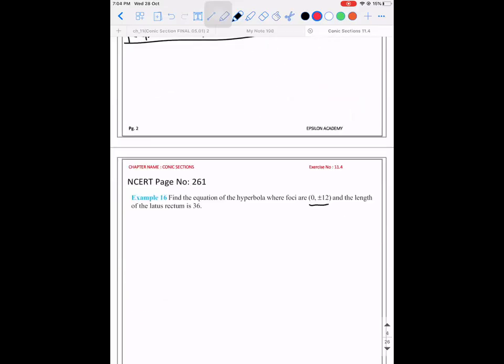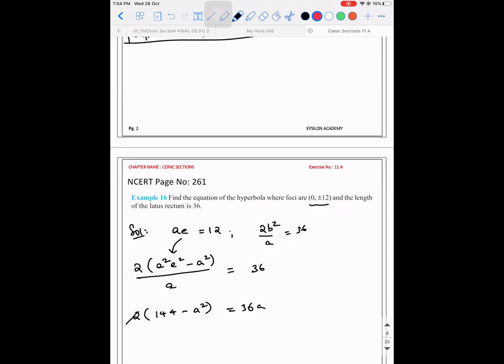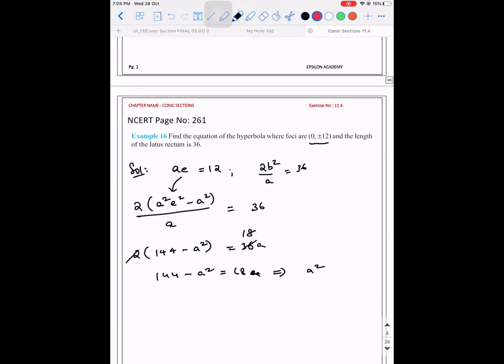So find the equation of the hyperbola whose foci are 0 comma plus or minus 12 and the length of the latus rectum is 36. So solution is: ae is 12. 2b square by a is 36. Right? So what we can do is 2 into b square, I can write b square as a square e square minus a square, divided by a is equal to 36. Right. 2 into, in the place of a square e square, I will substitute 144 minus a square is equal to 36a. So 144 minus a square is 18a, which implies a square plus 18a minus 144 equal to 0.